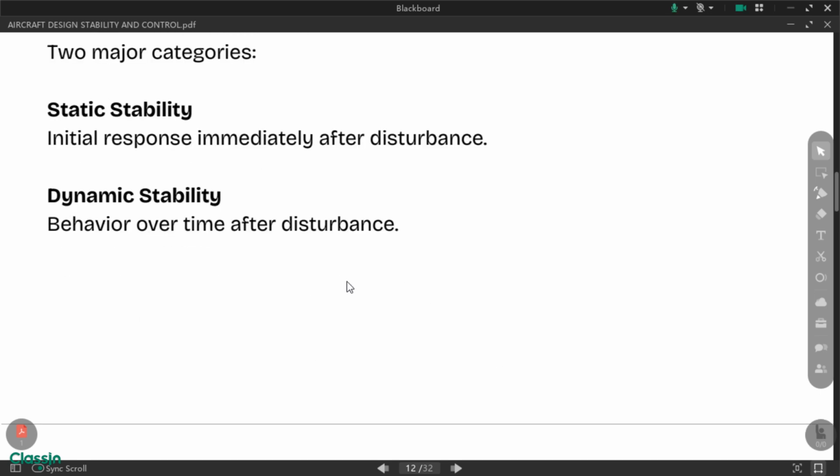Okay? So again, an aircraft may initially move back towards equilibrium. That would indicate a positive static stability. However, if upon returning to the equilibrium, yung oscillations natin, they grow larger with time, you wouldn't call it dynamically stable. Okay? Kasi if it doesn't go back to the equilibrium over time, it has negative dynamic stability. Okay? So therefore, both of these, they must be analyzed independently.